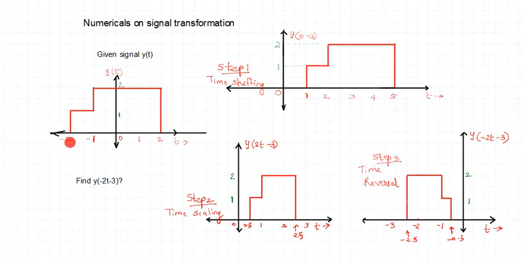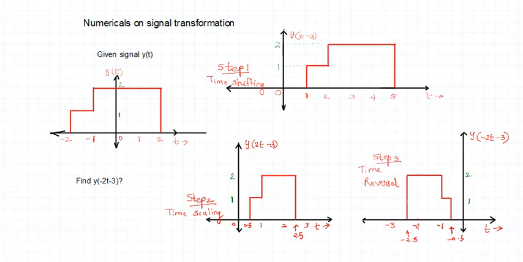Where will this particular point appear when it is shifted by 3 units? Definitely, counting 1, 2 and 3, the third point. So -2 will appear at 1. What about the ending point? Shifted by 3 units, it will appear at 5. So the starting point is 1, the ending point is 5. In between this you draw your signal. This is how you get your shifted signal.